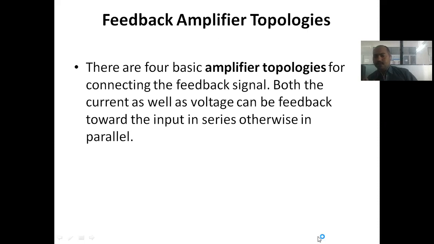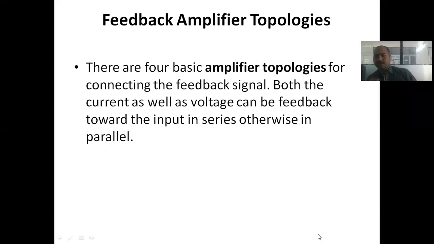Sometimes the feedback comes in series, sometimes in shunt. Sometimes it is a voltage, so it is called voltage series. Sometimes it is a current, so it is called current series. There are voltage shunt, voltage series, current shunt and current series. Those are the four types of topology of the amplifier.